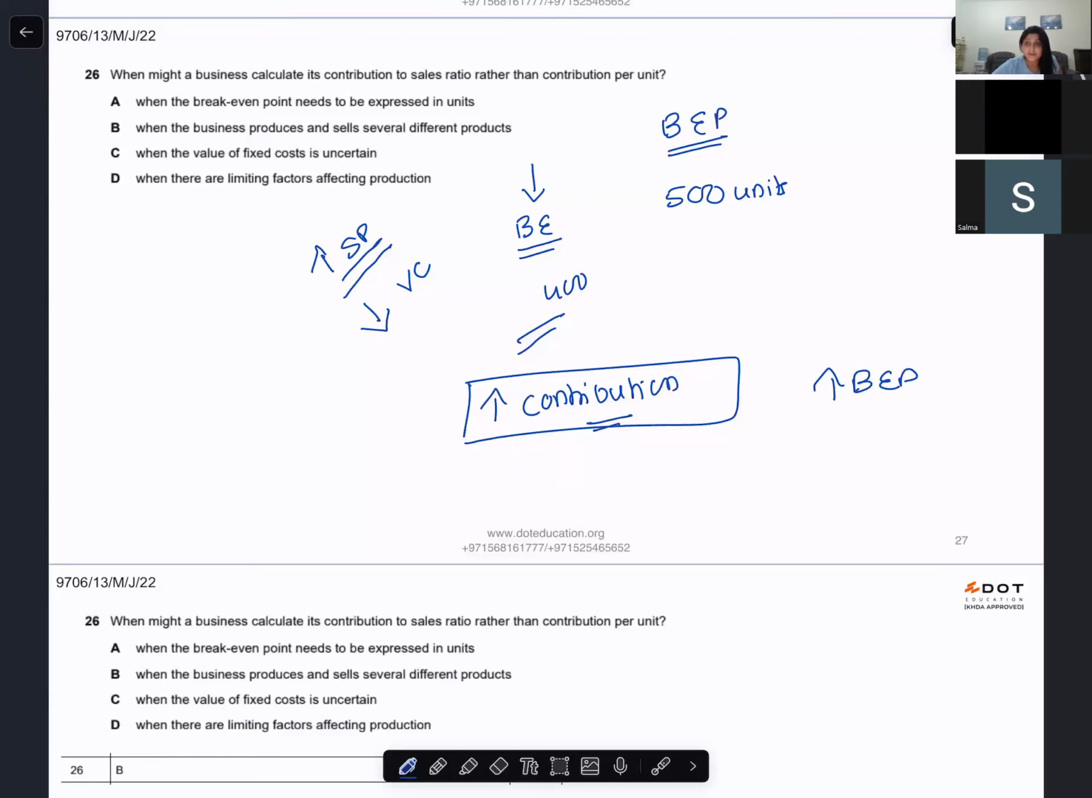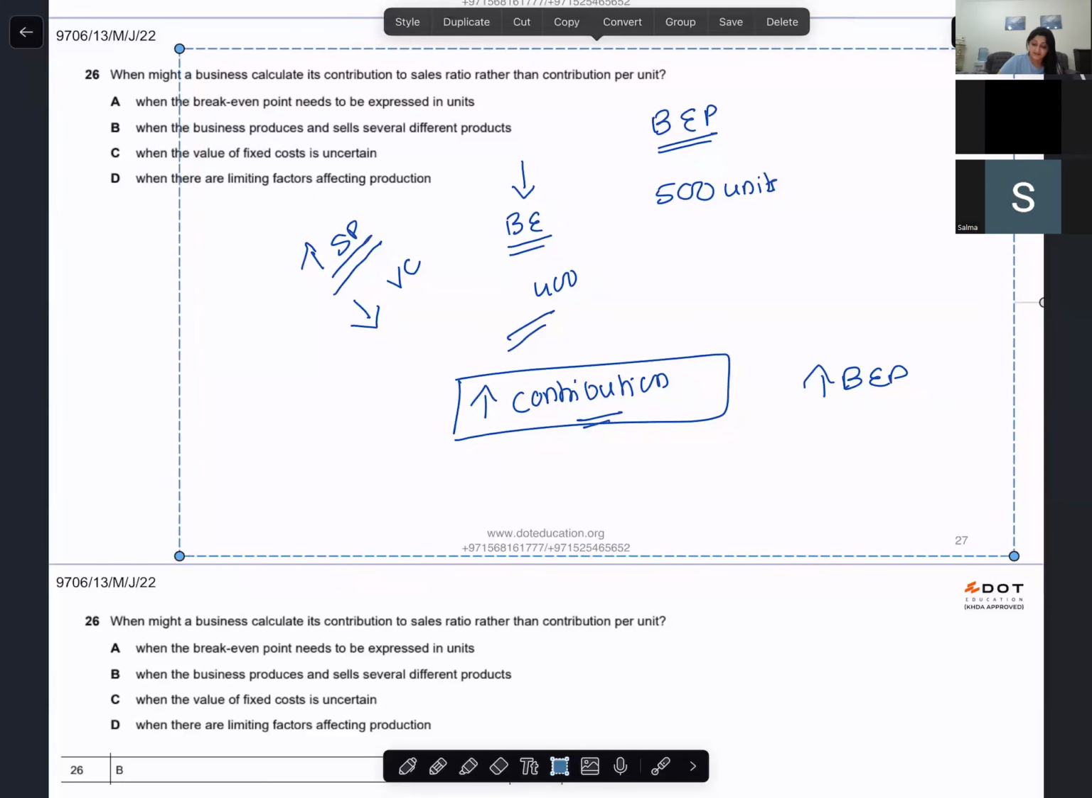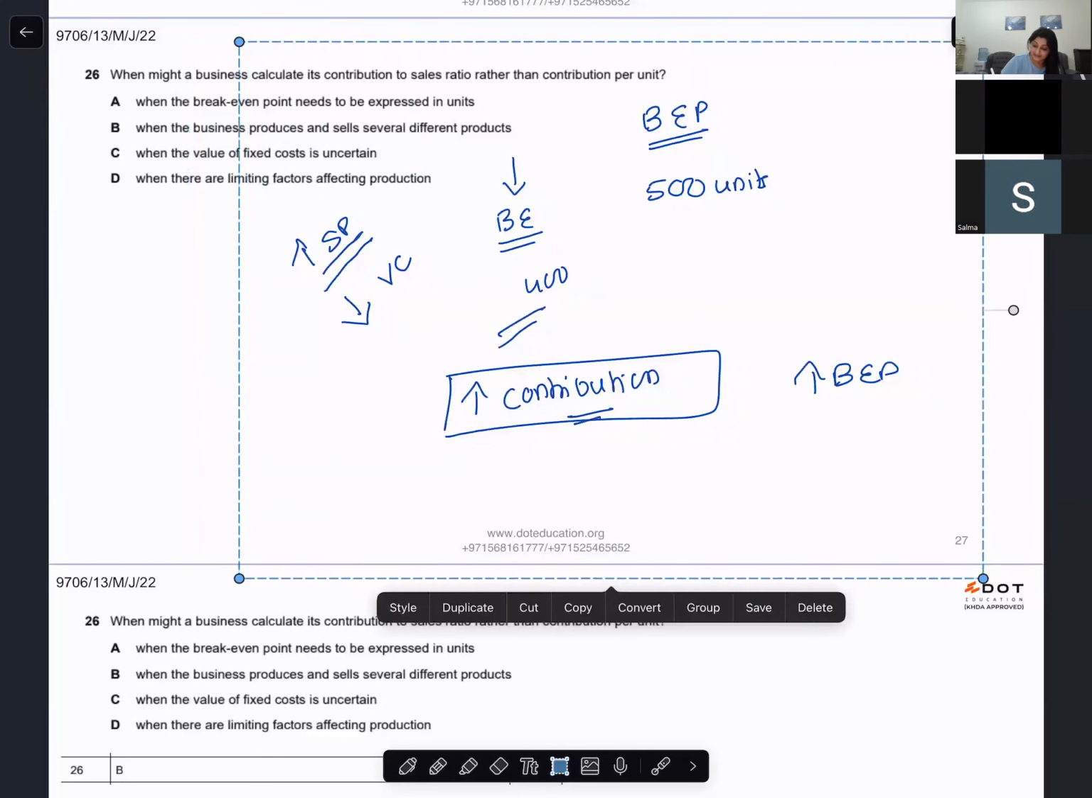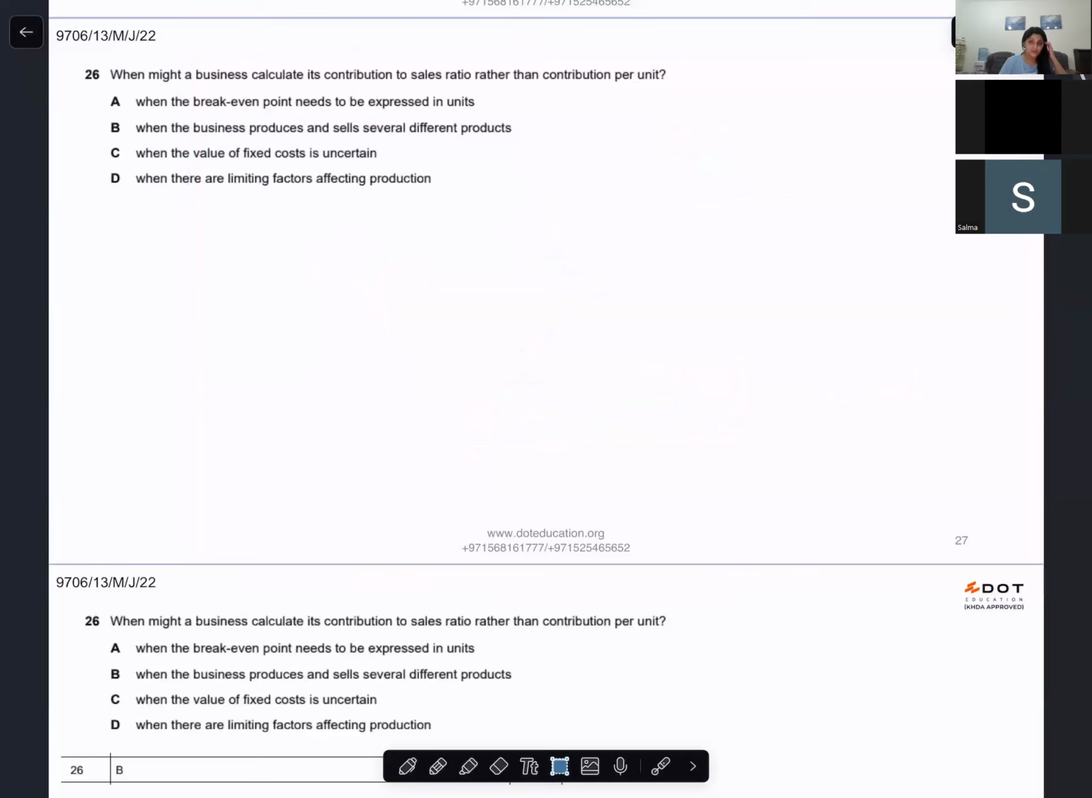Now I want you to read this question and we'll go ahead with it. I have recorded the previous question, so I will upload it and you can do the remaining things. But now start from question number 26. It's of CVP analysis, the break-even point analysis.